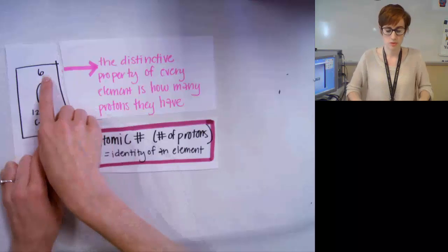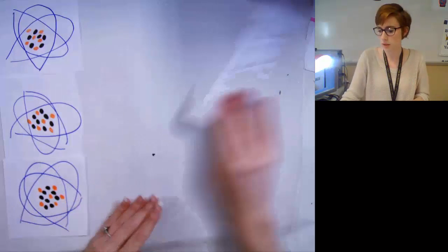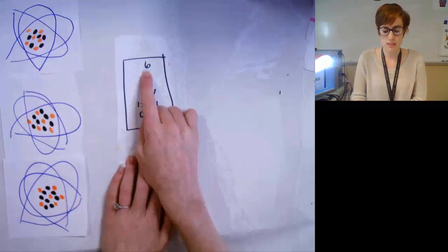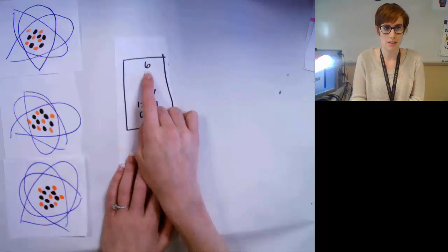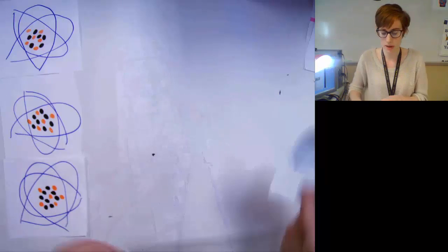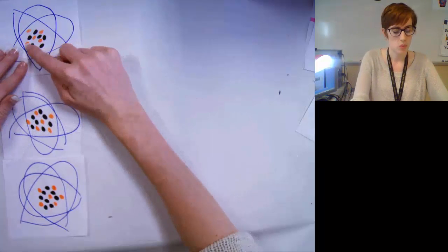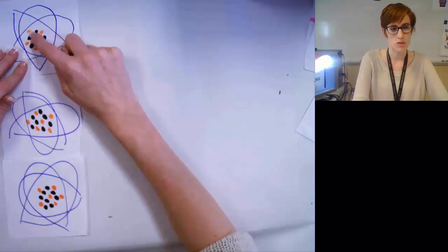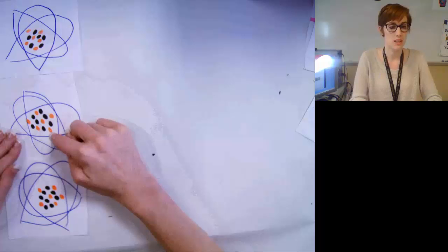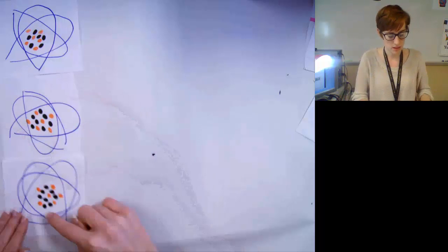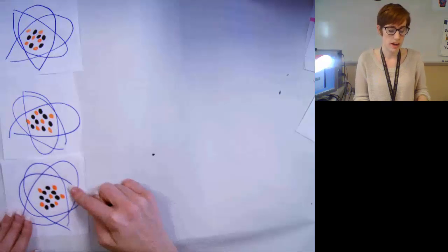Let me show you an example. Here are 3 different carbon atoms. And how do I know they're carbon? Well, remember, carbon has an atomic number of 6, so every single carbon atom has to have 6 protons. If I look at this atom, the protons are orange, and I count them: 1, 2, 3, 4, 5, 6 protons. That means this is a carbon atom. This one also has 6 protons, so it's a carbon atom. And this one has 6 protons. This is another carbon atom.